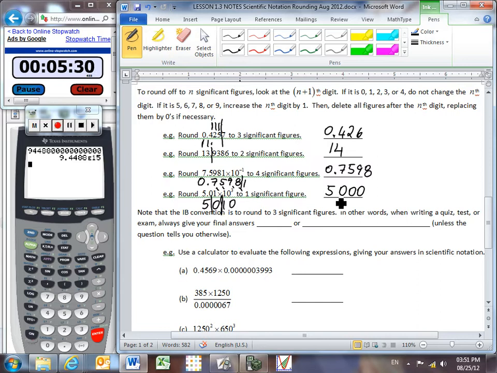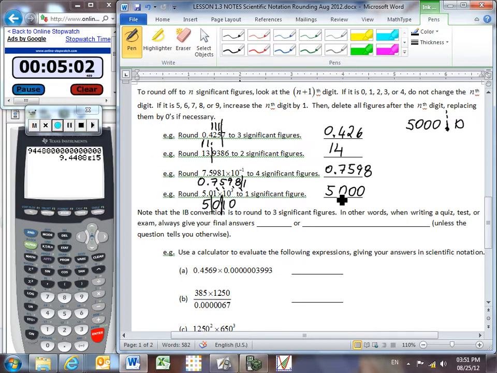We still have 5,000. We can't tell if this has been rounded to 1 significant figure, 2 significant figures, 3 significant figures. It could even have been rounded to 4 significant figures if you had something like this. So we count 1, 2, 3, 4. There's the cutoff. This is smaller than a 5, so it rounds down to a 0, disappears because it's after the decimal point at the end of a number.